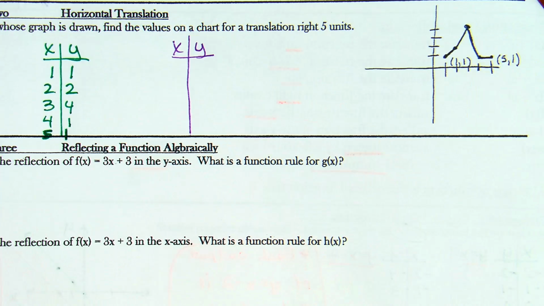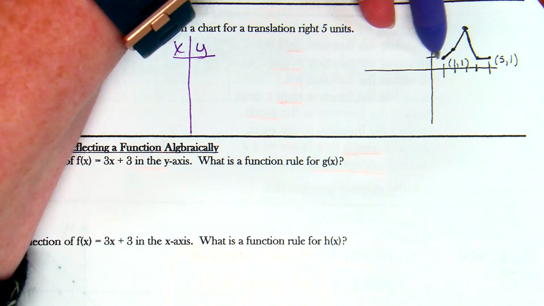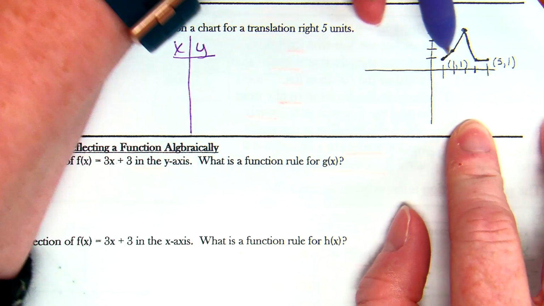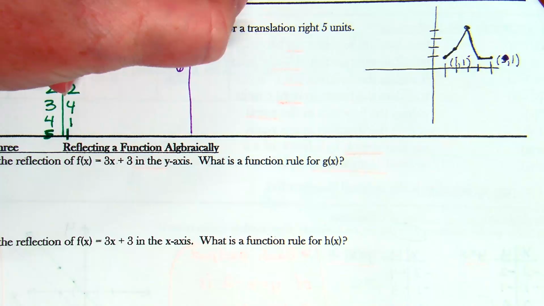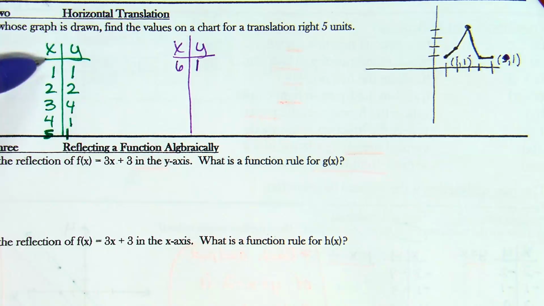And if you're saying, I don't know if I like it or not, take this point. What do I do with this point? Move it 1, 2, 3, 4, 5. Where would that new point be? 6, 1. Does that make sense when Levi says add 5 to the x value? Yeah. Okay.